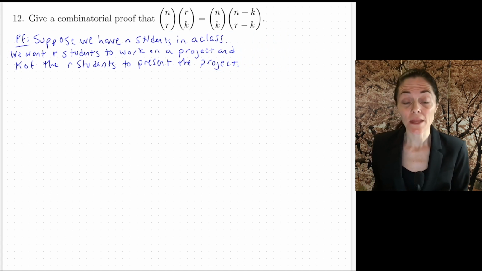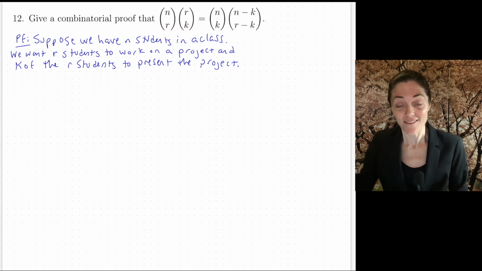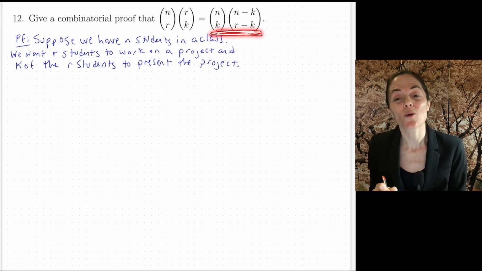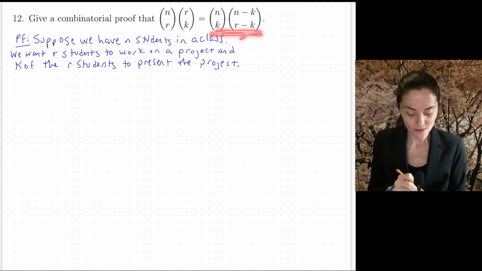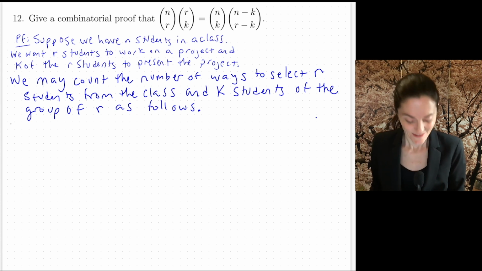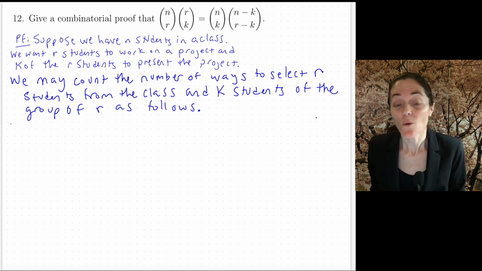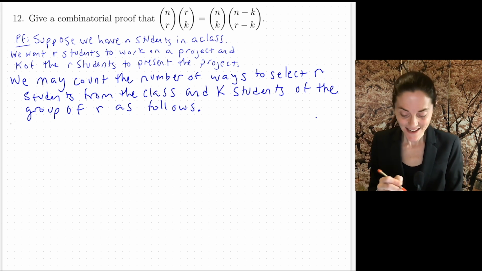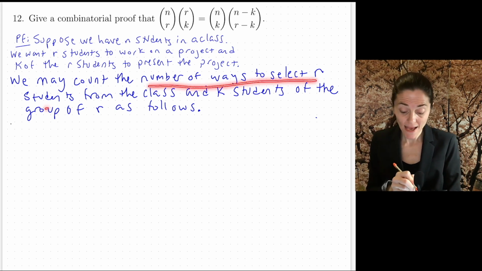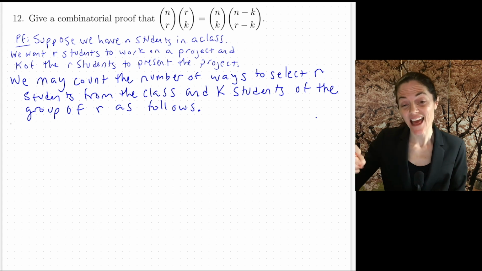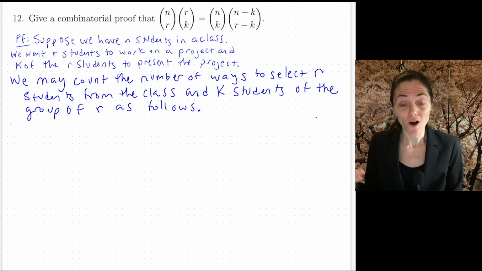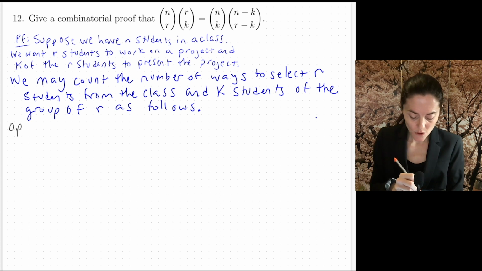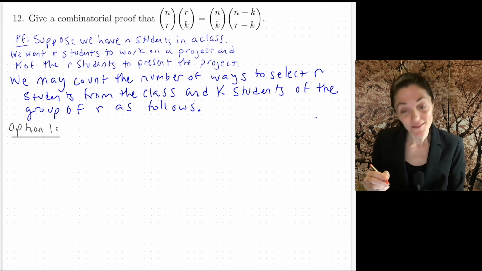What I need to do is argue why this side counts the number of ways to do this, the number of ways to choose our students and k of the r to present, and also why this counts the number of ways to do this. We may count, just like I said, the number of ways to select r students from the class of n and then k students from the group of r as follows. And I will give two different options. So option 1, this will be the left-hand side.